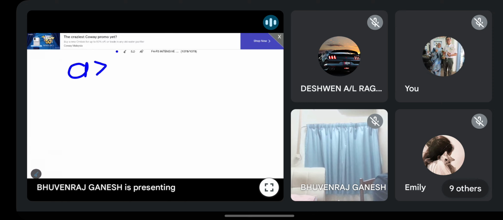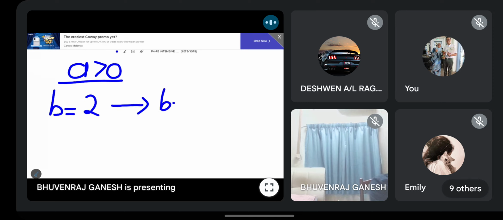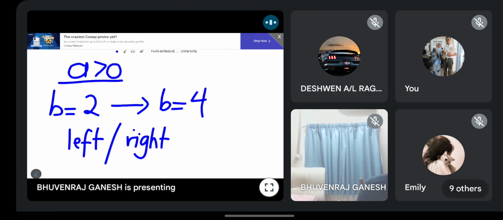So now the condition I talking is A greater than 0. Okay, A lebih besar dari kosong. Remember, this is the condition for all the questions, until I say it switch. Okay, so now let's say B equals 2, change to B equals 4. So can I ask you all, graph move left or right? What is the answer? Left or right? Where will the graph shift if B from 2 change to 4?